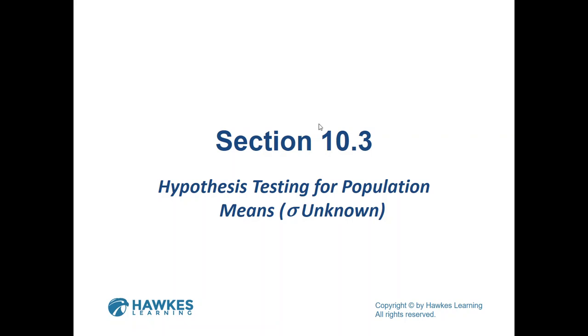Let's talk about section 10.3. Now, section 10.3 is still going to talk about hypothesis testing for our population means. However, this time we're going to concentrate more on what happens when I don't know the population standard deviation, which is very often what happens.